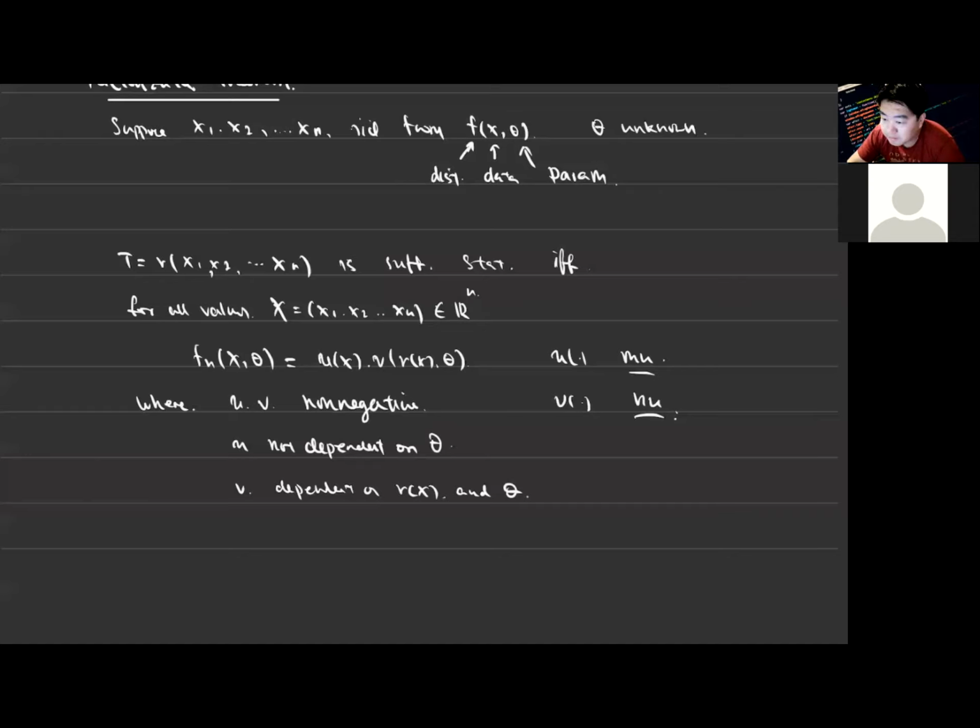Okay. All right, and then if this is the case, and that's how you break them apart, right? You factor them into different components, then you can call this r of x your sufficient statistics. All right, so let's write that down. Where this r of x is sufficient statistics.